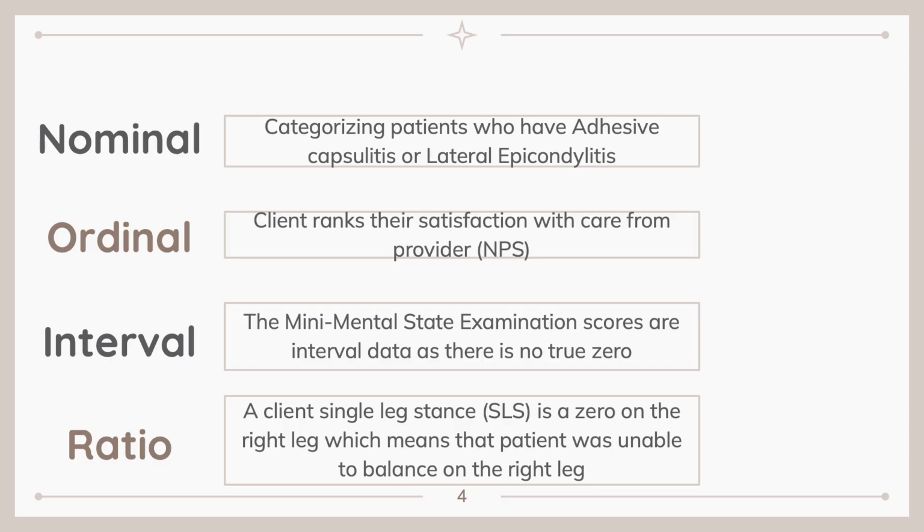For interval, an example of this could be utilizing the Mini-Mental State Examination score, where 0 does not mean that there's a complete lack of cognition, so there is no true 0. And then ratio, on the other hand, as we mentioned, does have a true 0. We could utilize something such as the single leg stance on a person's right leg, where a score of 0 means that the patient was unable to balance on the right leg.